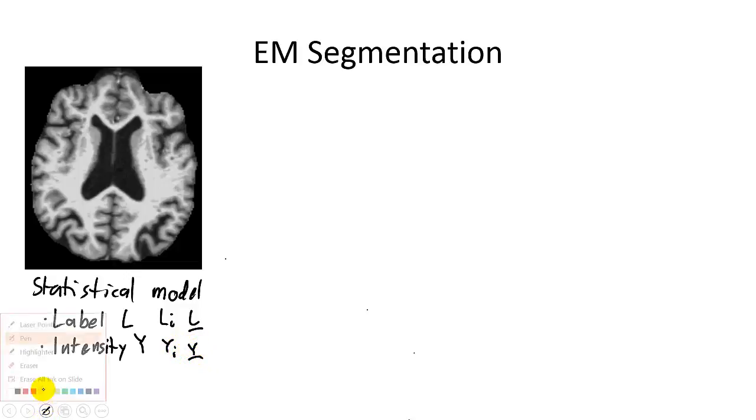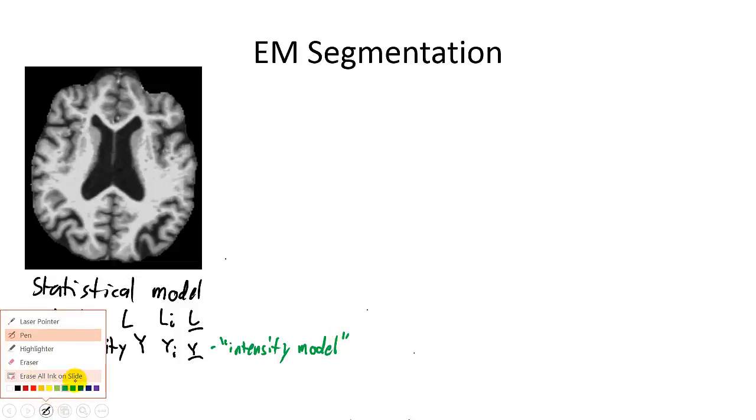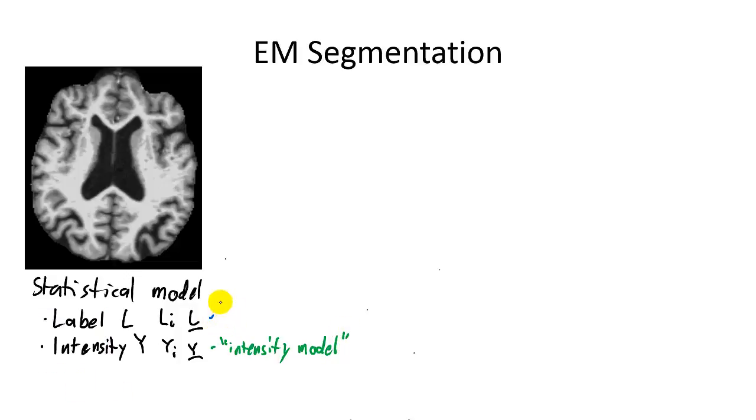Now, these two are going to be called the intensity model, which tells us how to get the intensities from the labels, and the spatial model, which tells us how to get the labels in the first place. That is, what labels go where.